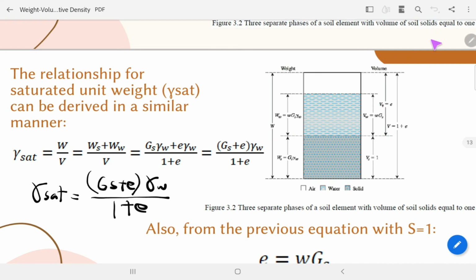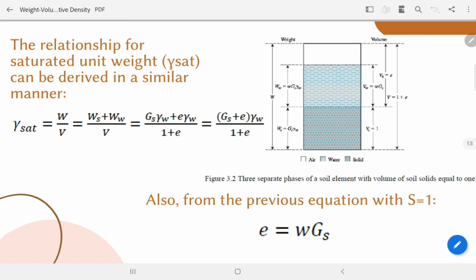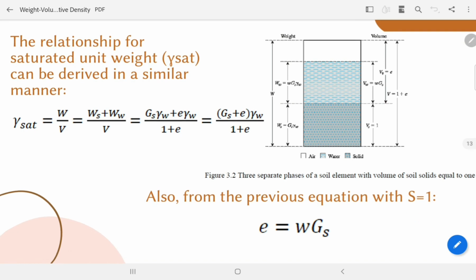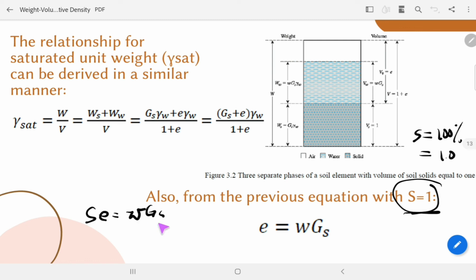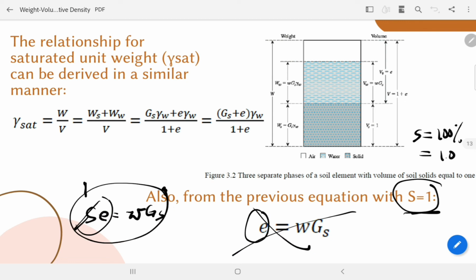Okay, also, take note, from the previous equation with S is equal to 1, no? Pag saturated, guys, tandaan nyo pagka fully saturated ang soil, ibig sabihin, 100% ang kanyang degree of saturation. Okay, so when it is saturated, if S is equal to 1, ulitin natin yung SEWIGES na formula. If S is equal to 1, then this becomes E na lang. Okay, so again, you don't need to memorize this. Kasi if you know this formula, diba, kahit anong value ng S, kaya mong i-derive yung formula.